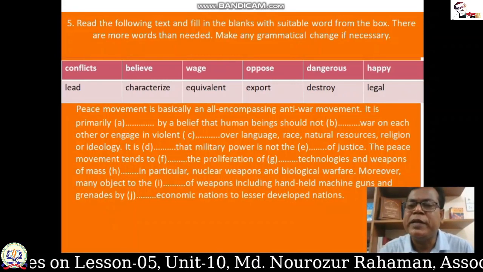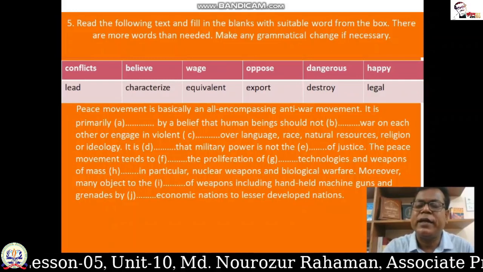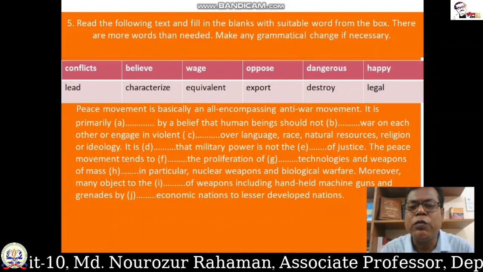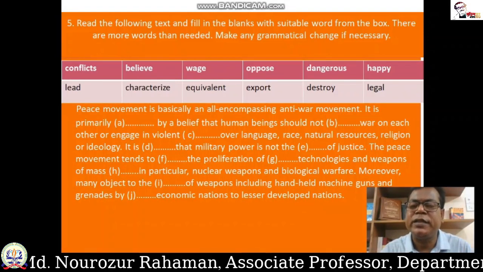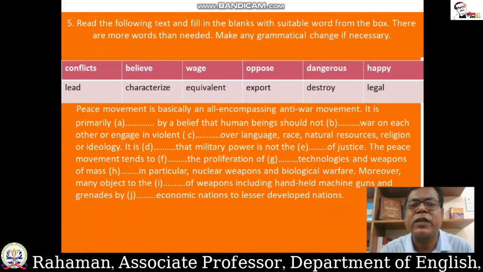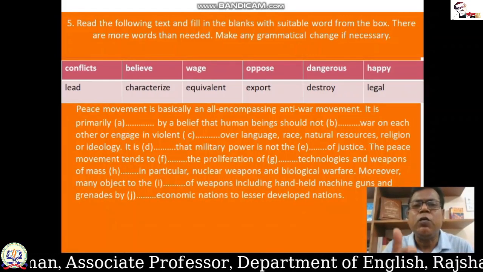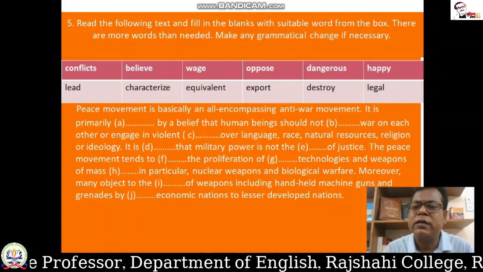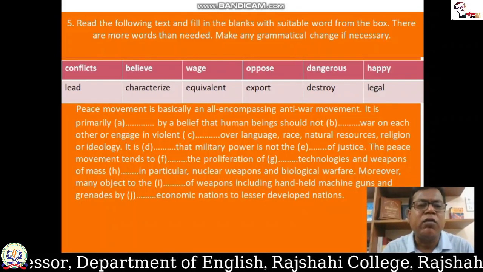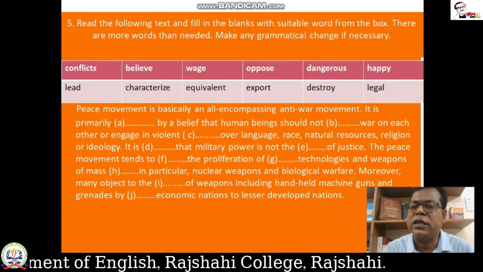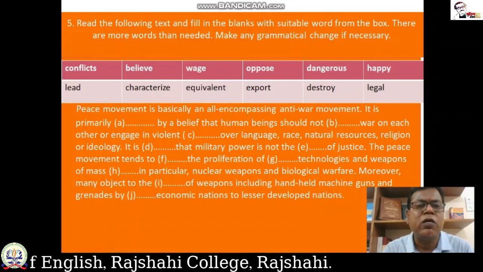Remember that here you find a modal auxiliary should, and you know that after modal auxiliaries you can use only the present forms of verbs. So wage will be the correct answer for gap B. On each other or engage in violent dash over language, race, natural resources, religion, or ideology.